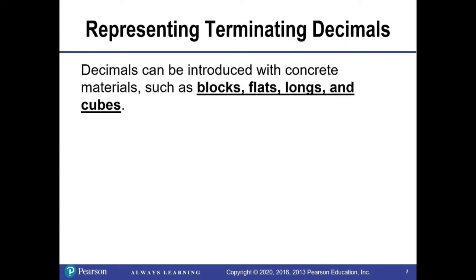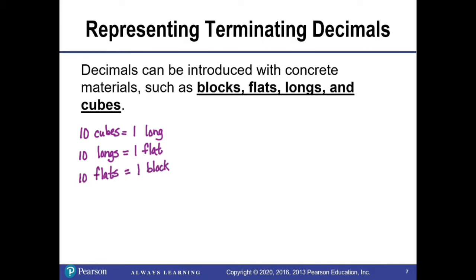Decimals can be introduced to children with concrete materials like our blocks, flats, longs, and cubes that we looked at earlier this semester. The cubes we called units earlier this semester, but we're going to call them cubes here. Remember, 10 cubes would make one long. 10 longs make a flat. And we didn't talk a whole lot about the blocks, but 10 flats make a block.